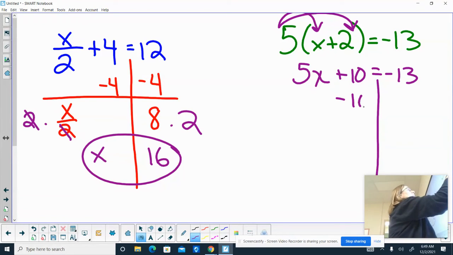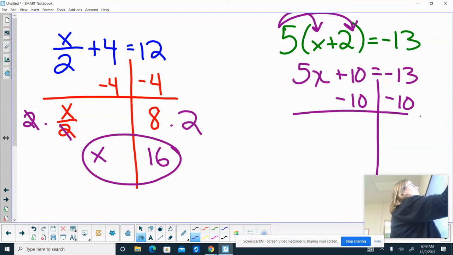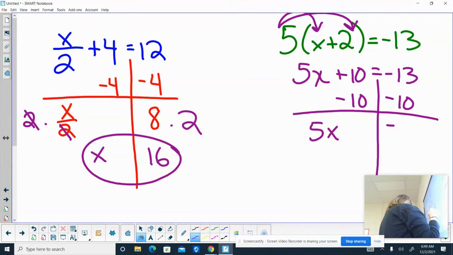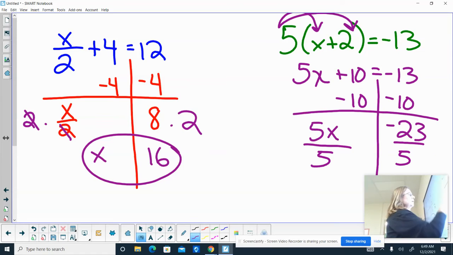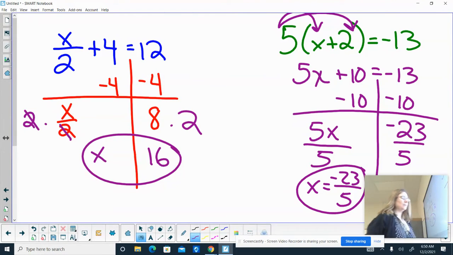So I'm going to subtract the constant. I apologize, I made this answer a fraction, but that's okay. 5x divided by 5 is just x, and I'm going to keep my answer as an improper fraction.